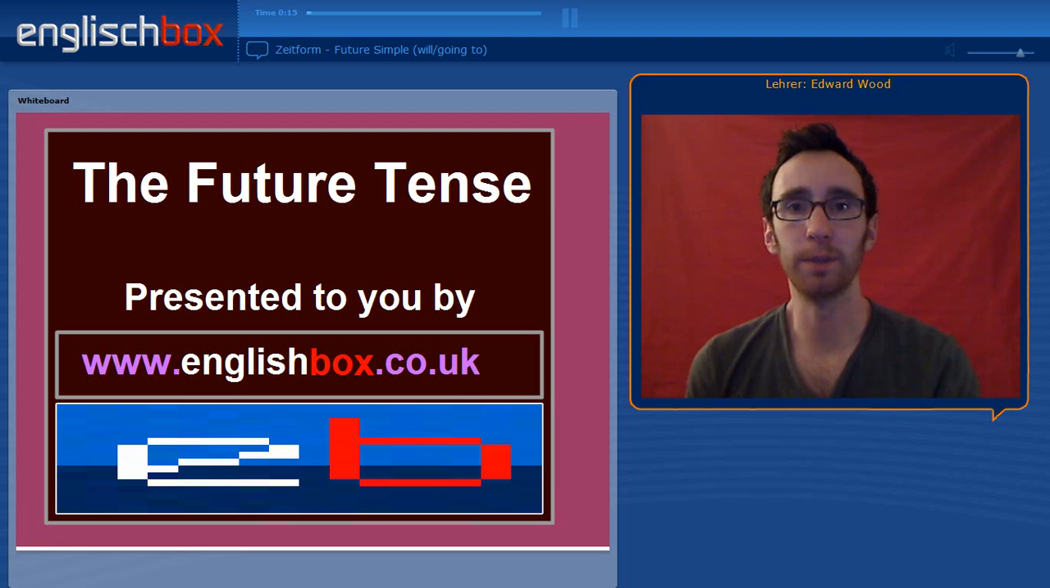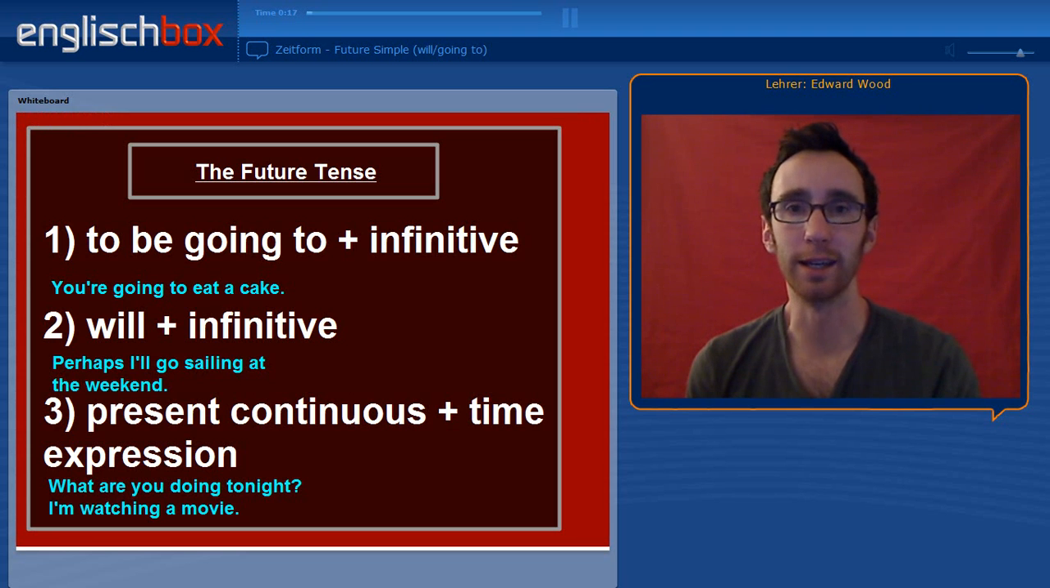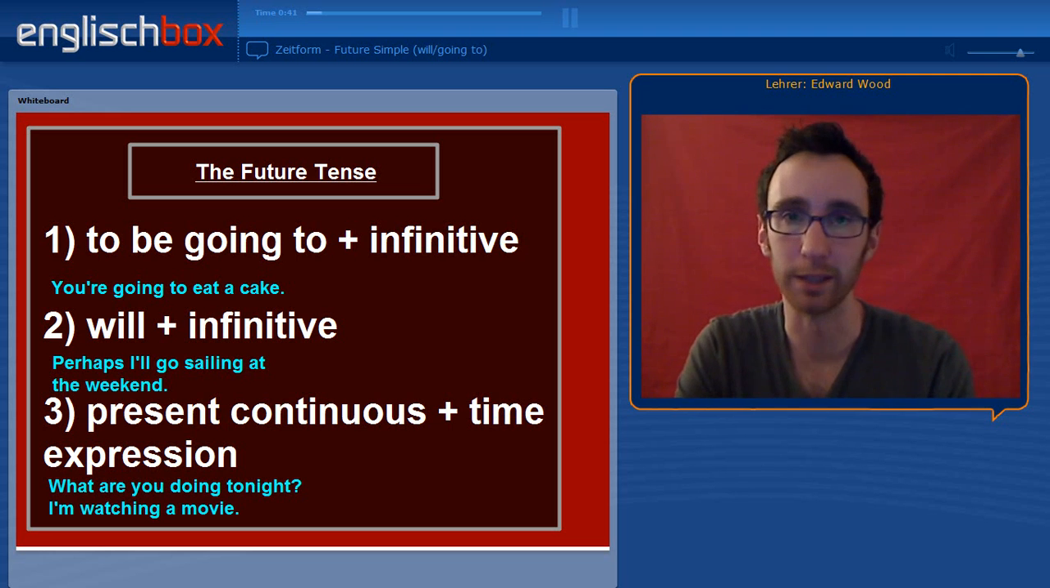Today we are going to speak about the future tense in English. On the board in front of you, you can see the three different forms that we use to express the future tense in English in conversation. The first form that we are going to look at is going to. The second form is will plus the infinitive, and the third form is the present continuous plus a time expression.